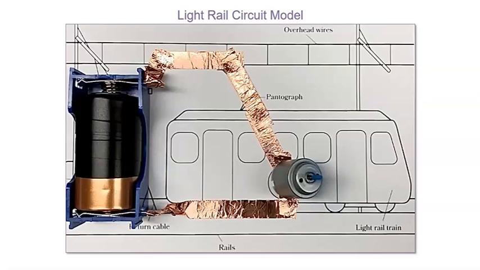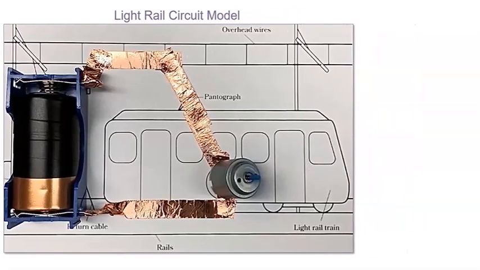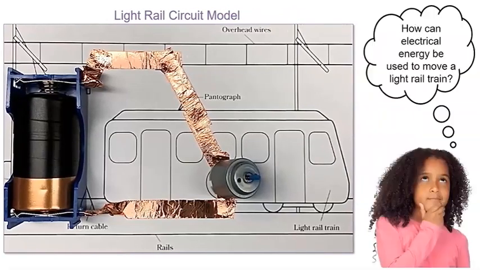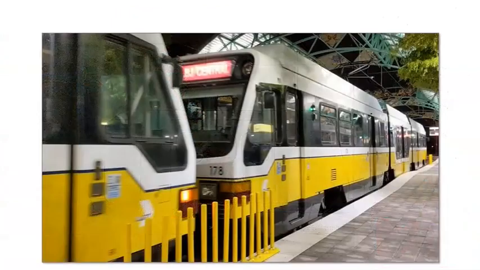In a light rail circuit model, the motor transforms electrical energy into mechanical energy. And when I touched the battery in this model, right after the last lesson's investigation, the battery was warm. Do you think some of the electrical energy was transformed into heat? I do. We've learned a lot, but are we ready to answer the question, how can electrical energy be used to move a light rail train? I think we need to learn even more.